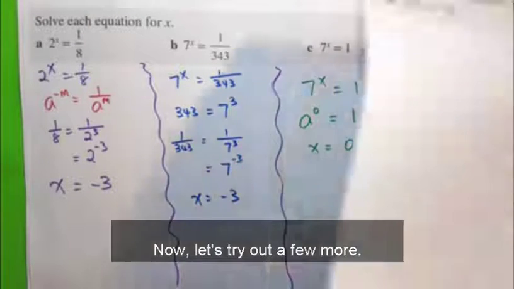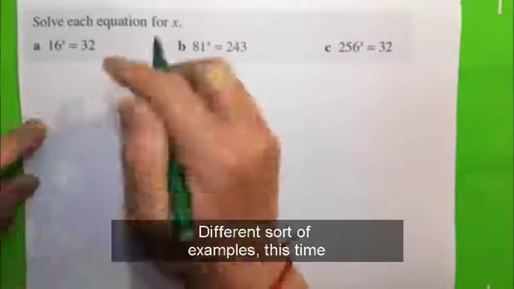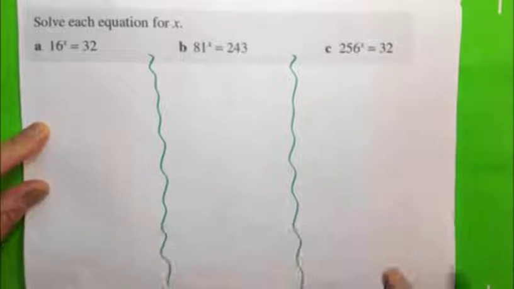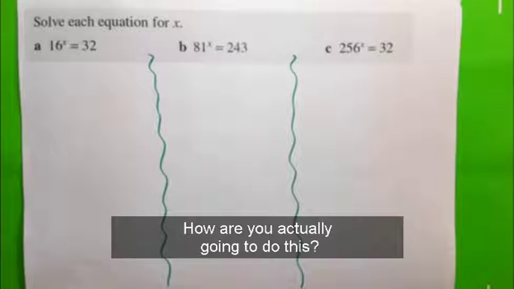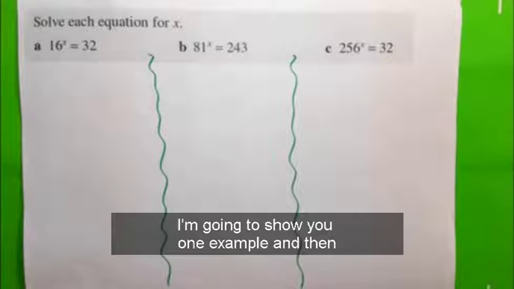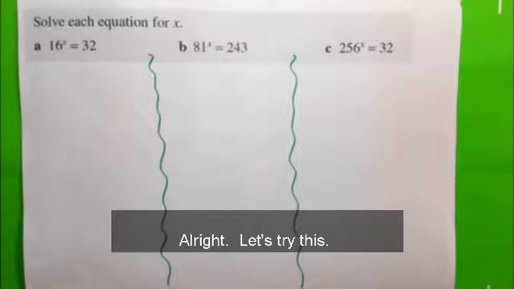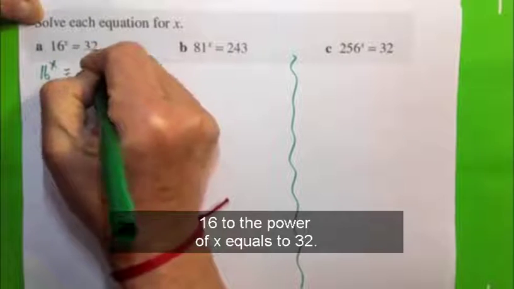Now, let's try out a few more. Different sort of examples. This time, you've got something like 16 to the power of x equals 32. How are you actually going to do this? I'm going to show you one example, and then you're going to work out the other two. Alright, let's try this. 16 to the power of x equals 32.